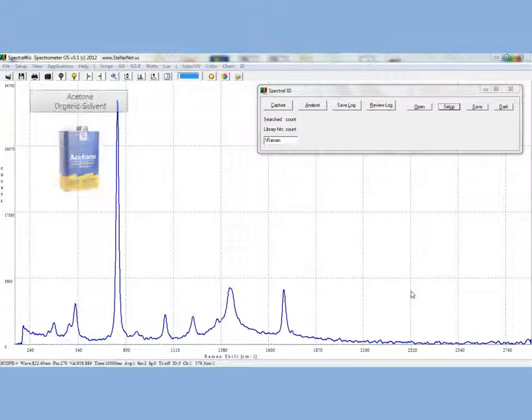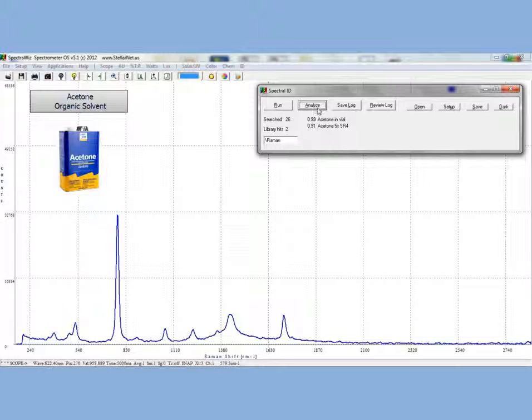Now let's look at acetone. Go ahead and click the Analyze button again on the Spectral ID panel and we will see that the saved library spectrum matches the experimental once again. And by clicking the text on the library match, we can see the exact spectral overlay.